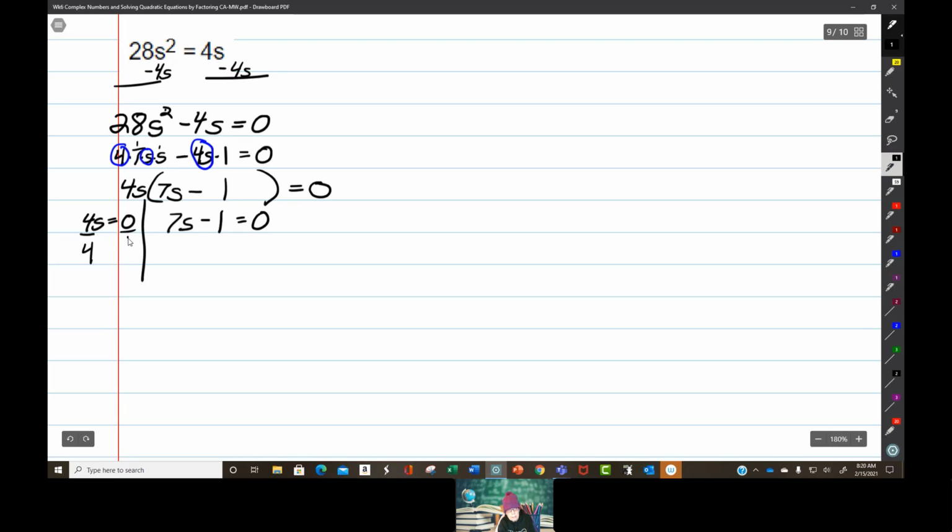Divide by 4, divide by 4. 0 divided by 4 is just 0. You can have a 0 solution.